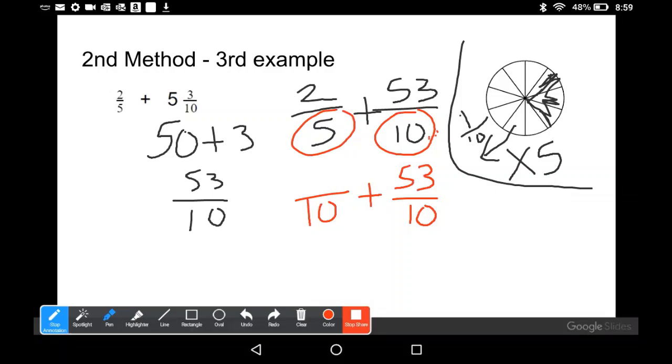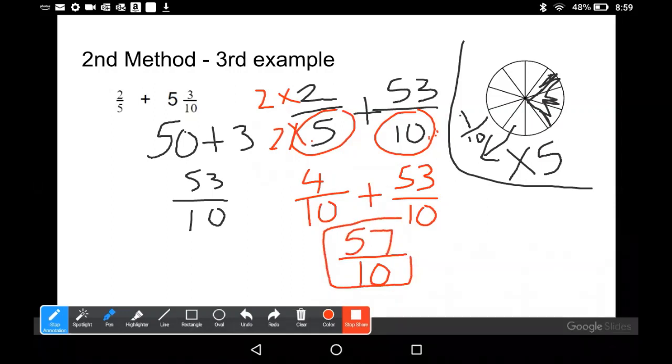The 2/5, I need to get the 5 into a 10. So I'm going to multiply by 2. 5 times 2 is 10. What I do to the denominator, I have to do to the numerator. So 2 times 2 is 4. So 4/10. I've got my common denominator, so I'm going to put that at the bottom where it's supposed to be. 53 plus 4 is 57. That is a good answer if you leave it like that, or you can put it into a mixed fraction.